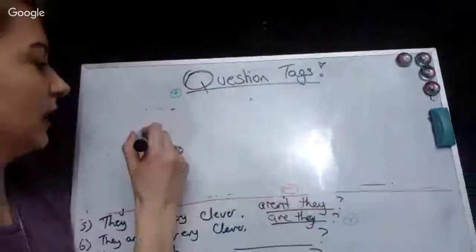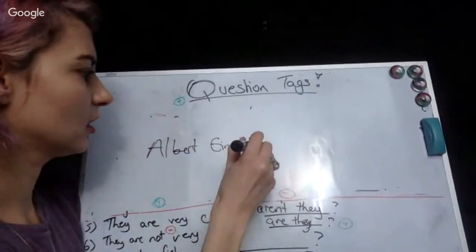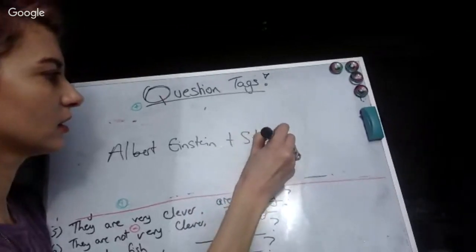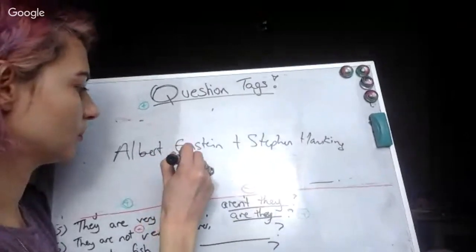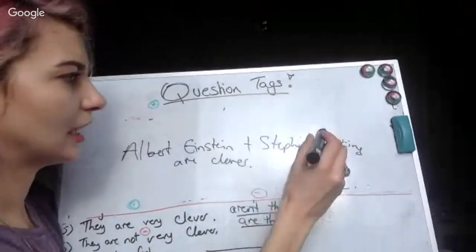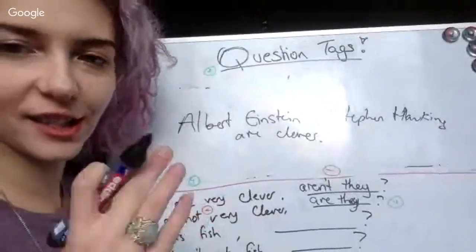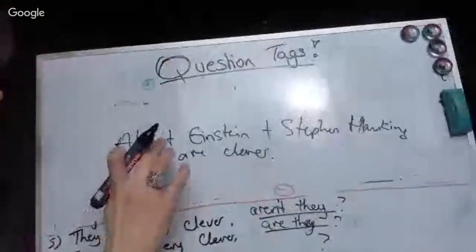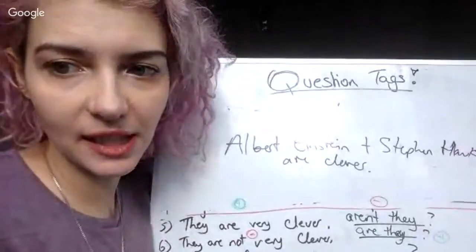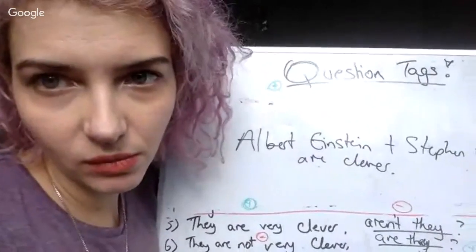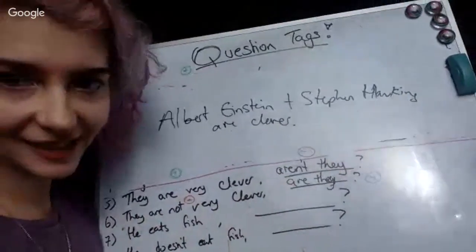Okay, let's write it here. Albert Einstein and Stephen Hawking are clever. I think most people can agree on that, right? I'm sure most of you will know who Albert Einstein and Stephen Hawking are, and I think we can all agree that they are very clever. So the answer stays the same. They are very clever, aren't they? Yes, they are.